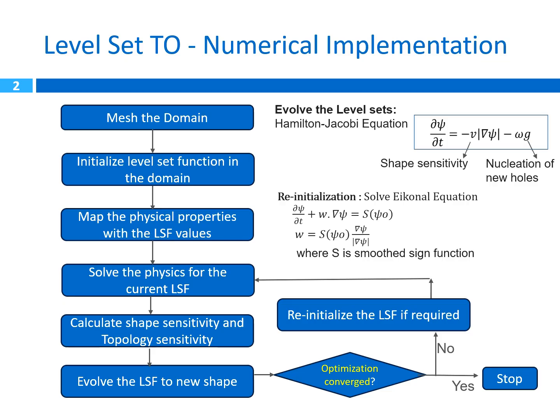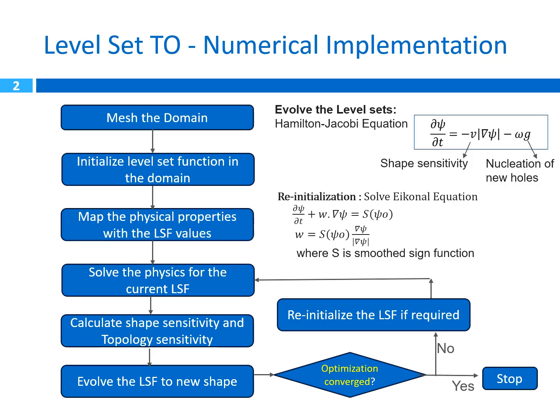Then solve the physics of the problem based on the current level set function distribution and the mapping. And then the next step is to calculate the shape sensitivity and topology sensitivity. Once you solve the problem, from the problem solution you can find out the shape sensitivity and topology sensitivity. And then the next step is to evolve the level set function to a new shape, which is done by solving the Hamilton-Jacobi equation. You know the shape sensitivity, you substitute that, and when you solve it, you get the new shape for the level set function.